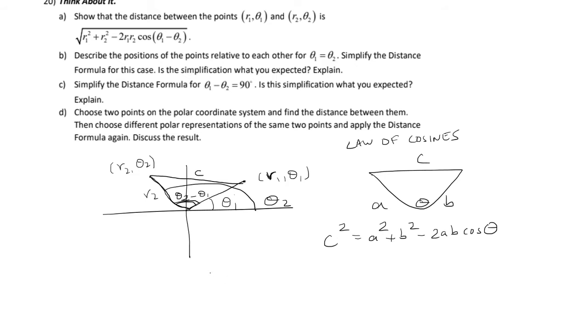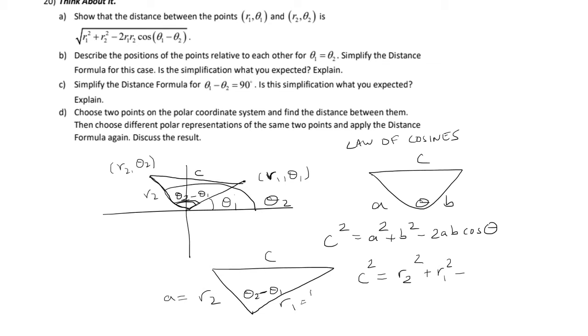For us, we basically have r2, r1, C, and theta 2 minus theta 1. So all we have to do is substitute it into this formula. C squared is A squared plus B squared. It doesn't matter what you say A and B are, but I said this is A and this is B. Minus 2AB. A we said is r2, B is r1, cosine, and then theta is theta 2 minus theta 1, the angle between r2 and r1.